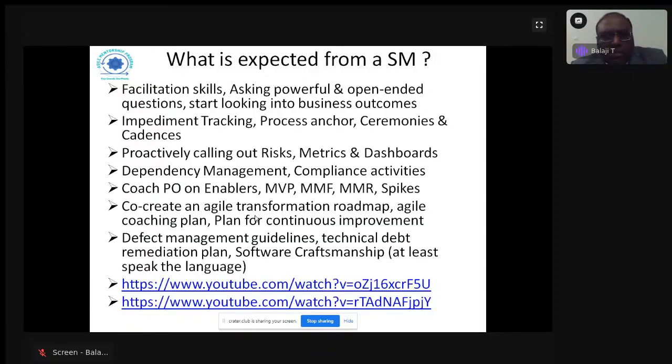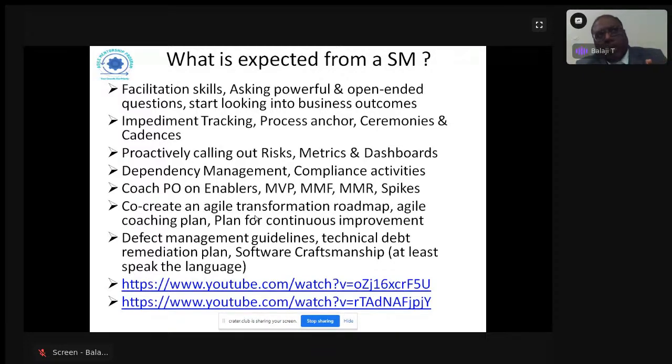So at least a Scrum Master should speak the language. For example, if a Scrum Master is having a conversation with a system architect or a solution architect, and is not able to understand what continuous integration, continuous delivery, continuous testing mean, if the person is not even able to speak the language, point number one, it will be difficult to drive the show. Point number two, people will not respect, right?